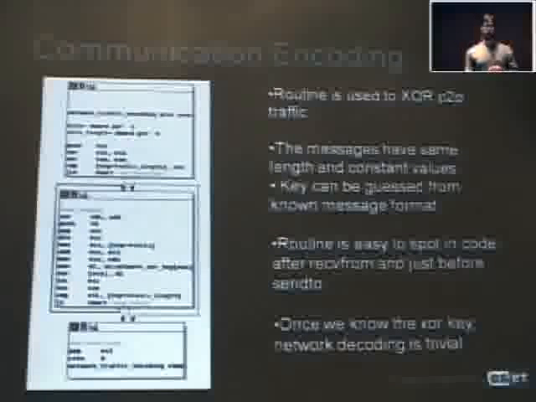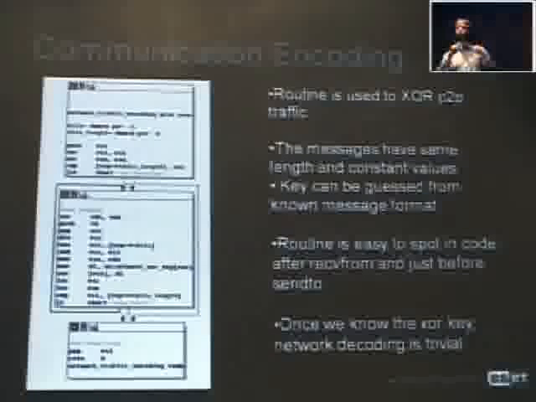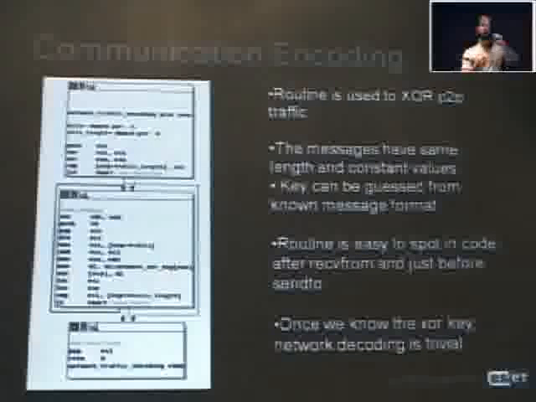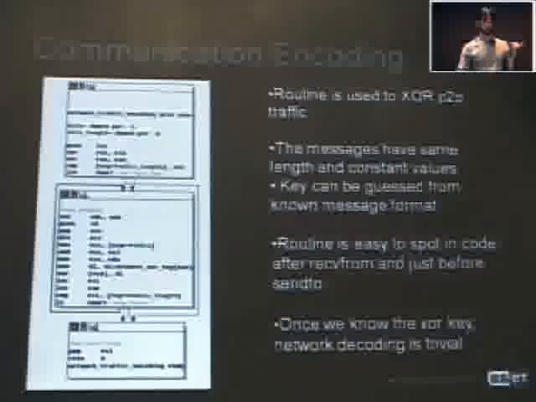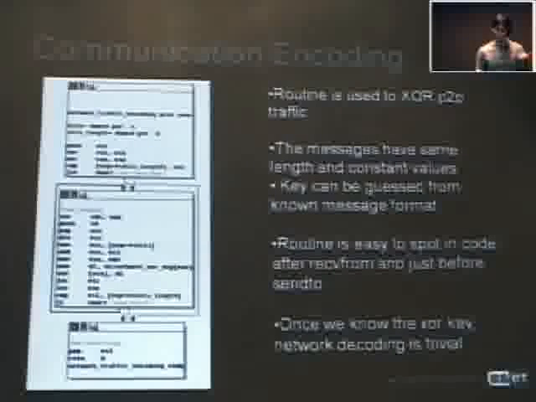After that, I was able to search a bit inside the code. And when you look for calls to sendto and recvfrom, then you see that just before them there is a call to the encoding routine, and just after them there's also a call. So this is what the encoding routine looks like. And the key is only 40 bytes long.